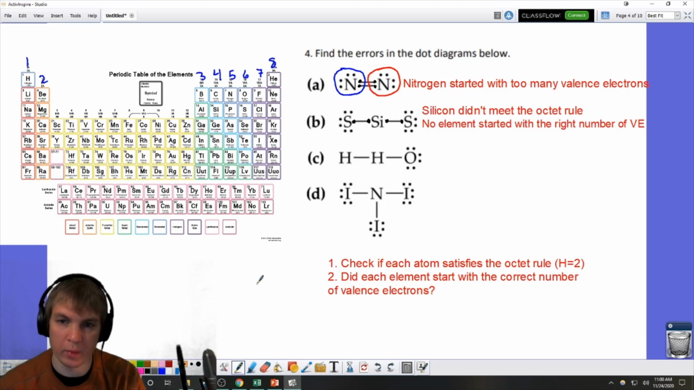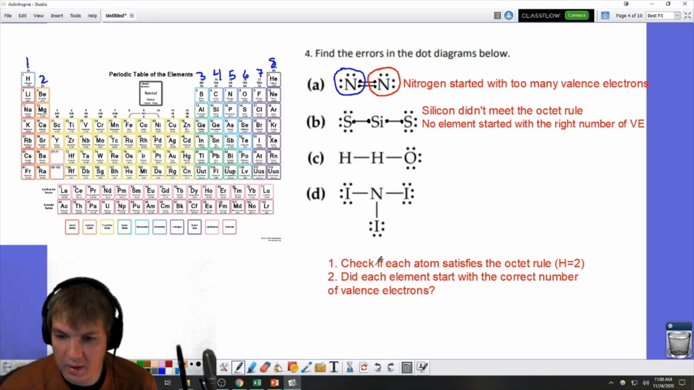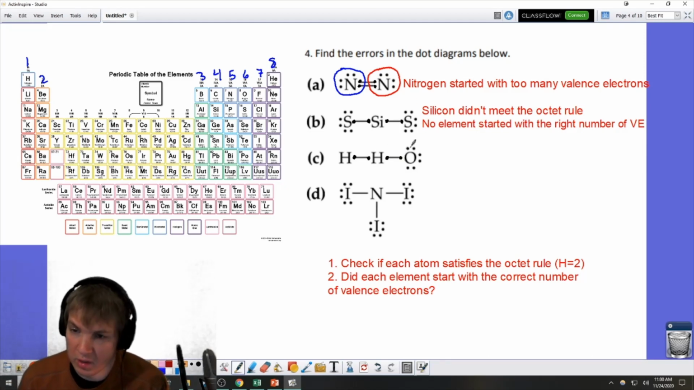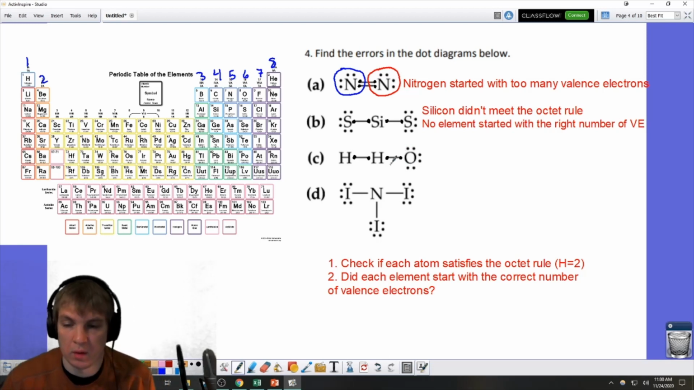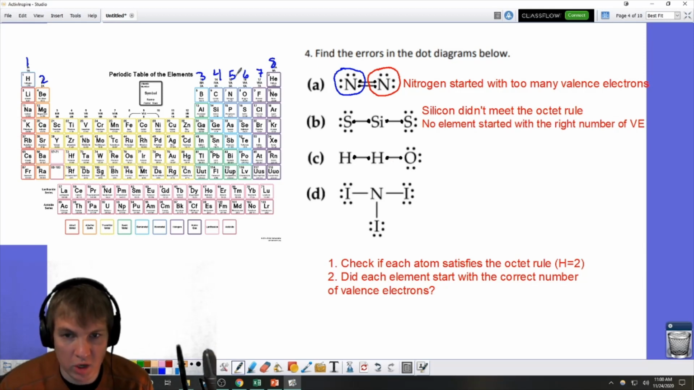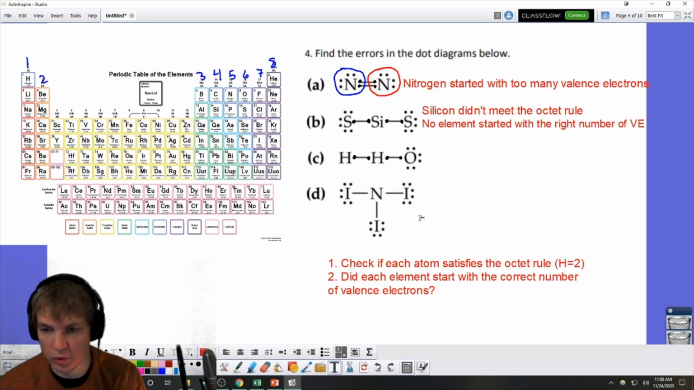All right, so what's the problem with 4C? Check if each atom satisfies the octet rule. Hydrogen only needs 2. This hydrogen is connected to 2 electrons, one right there, one right there. This hydrogen is actually connected to 4, so 1, 2, 3, 4. So that's an issue. This oxygen, does it have 8 valence electrons? 1, 2, 3, 4, 5, 6, 7, 8. Yes, it does, but it started off with the wrong number. Oxygen only starts off with 6 valence electrons, but over here it started off with 7. So, 2 problems here.